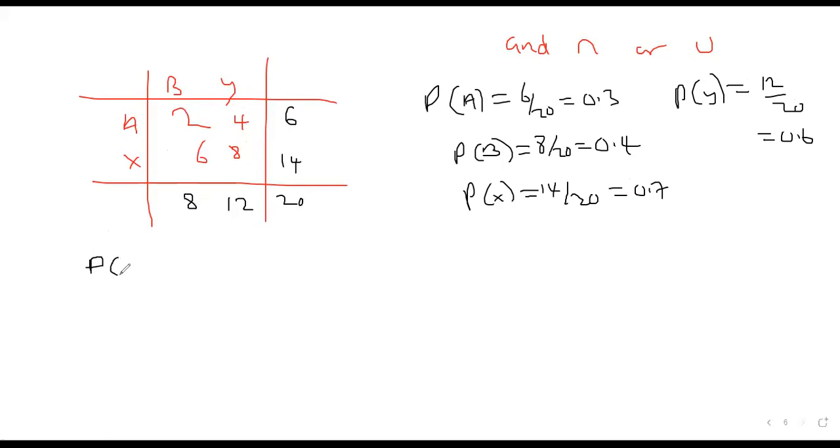They ask you the probability of A, B. It means the probability of A and B. And means intersection. So if you're finding the probability of A intersection B, go where they're meeting. A and B meet at 2. The total for everything is 20. So we're going to get 0.1.